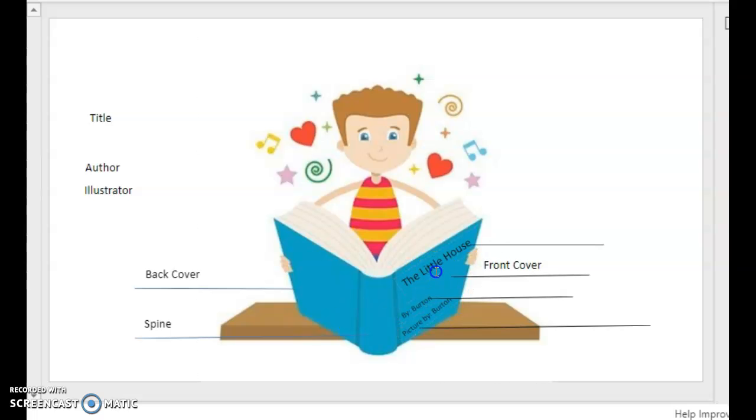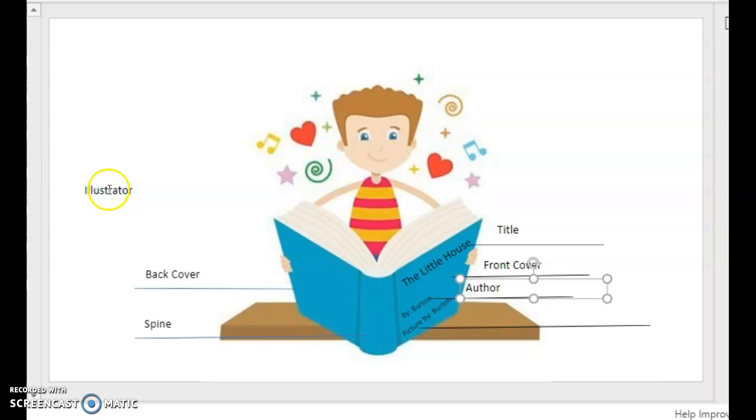And then, of course, on the front cover, we have the title of our book. And we're going to move this over here to this spot because it's pointing to the title of our story. And the title is normally going to be the biggest letters at the top of the book. The next one is the author. And we're going to move our author down here because it is pointing to who wrote the book. Right here, this section here.